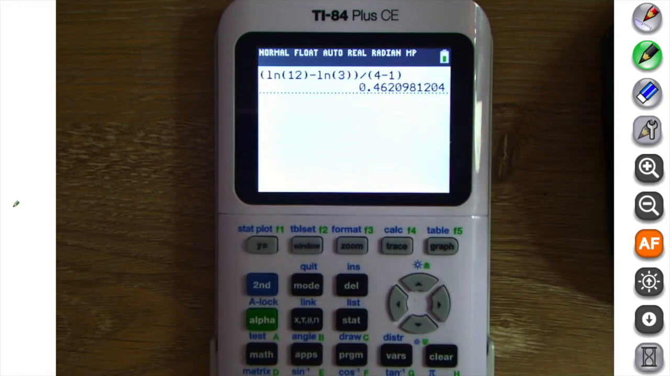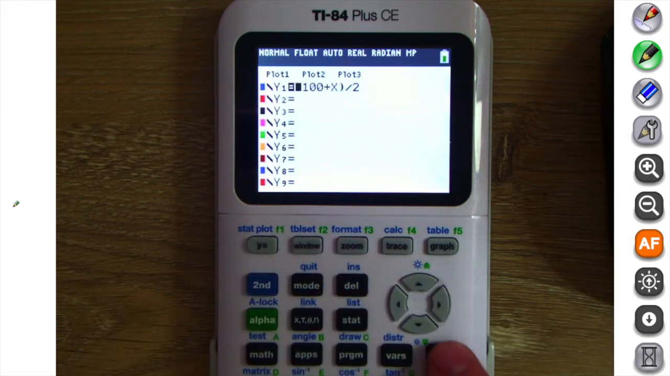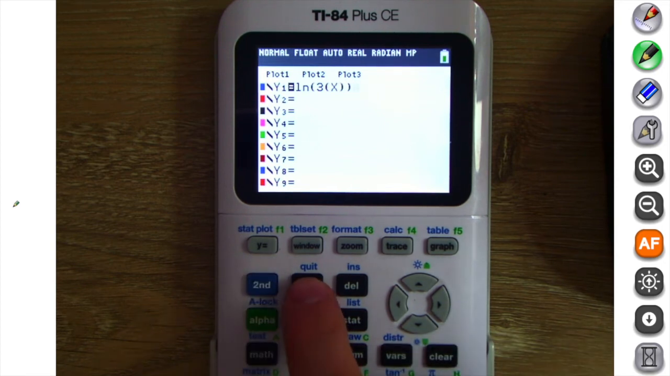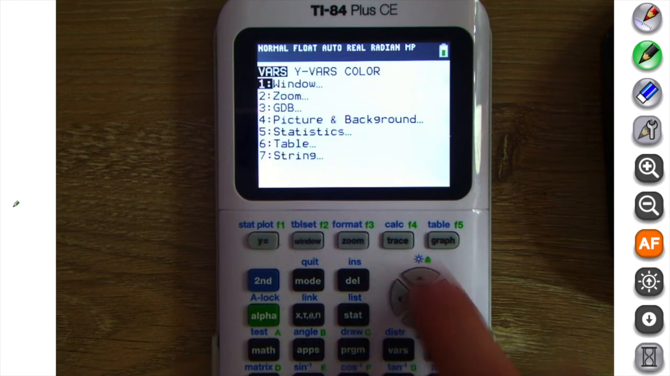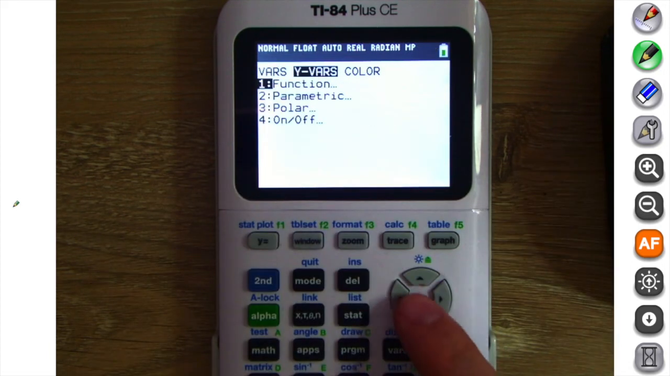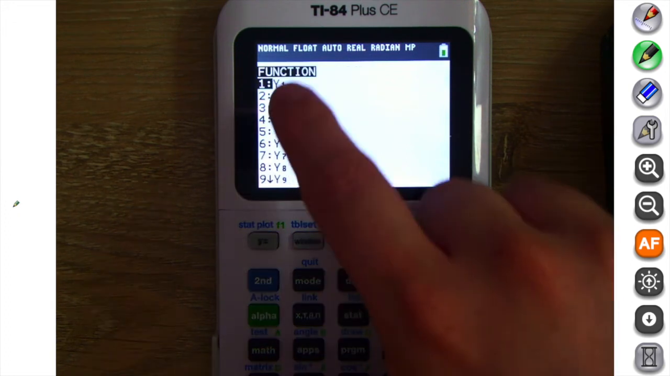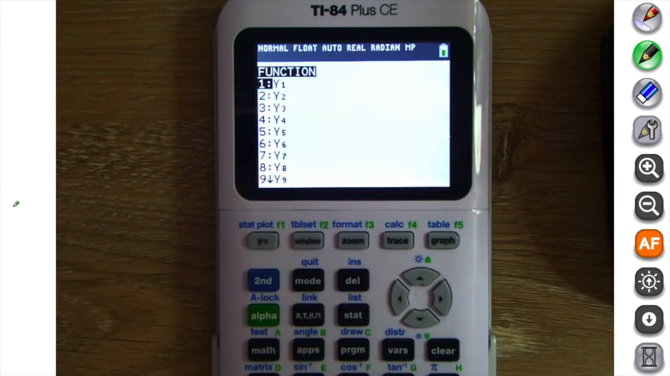Now I'm going to give a second way to do this, which is particularly useful if it's a more complicated function. We would go to our y equals and type the function in. In this case, this is the natural log of 3 times x. Then we second quit back to our home screen. Next, I'm going to put parentheses, go to my variables, go to Y-VARS, my y variables, and hit function, that first one. We're going to have it call the equation that's in y1, so we hit y1.